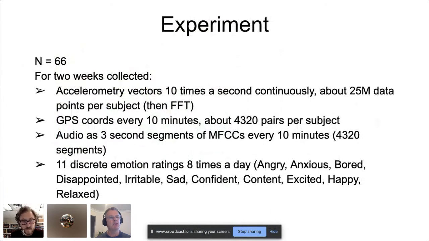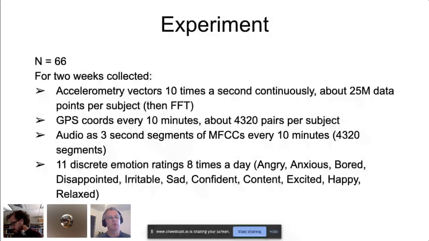So in the experiment I'm going to talk about today, we had people collect data for 2 weeks. And so that included accelerometry vectors 10 times a second continuously. So that's about 25 million points per subject. We had GPS coordinates collected every 10 minutes, and we had audio collected every 10 minutes. So these were kind of short 3-second segments. And then we also asked people to rate their emotions, so 11 discrete emotions, 8 times a day on a 100-point scale.